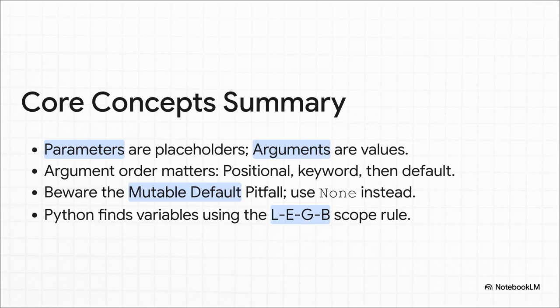3. This is the big one. Never use a mutable object like a list for a default argument. Use None instead. And 4. When Python looks for a variable, it follows that LEGB rule, starting local and working its way out.